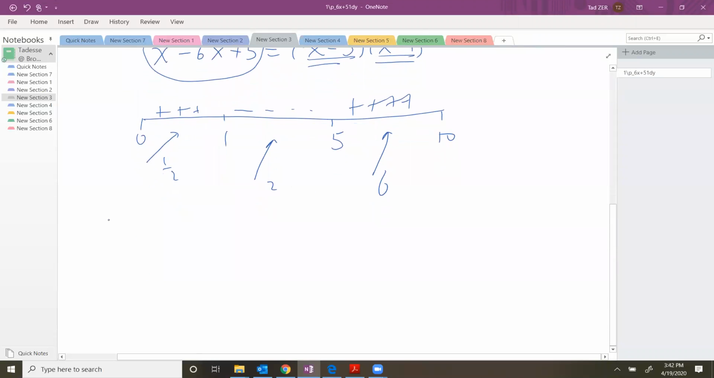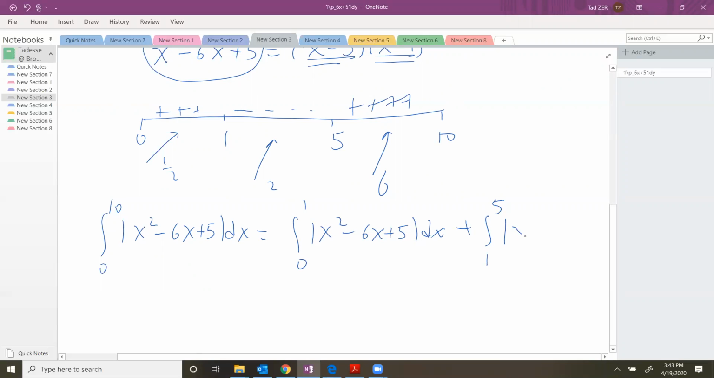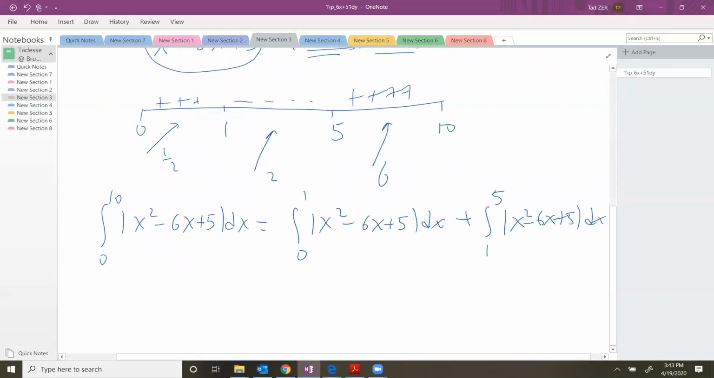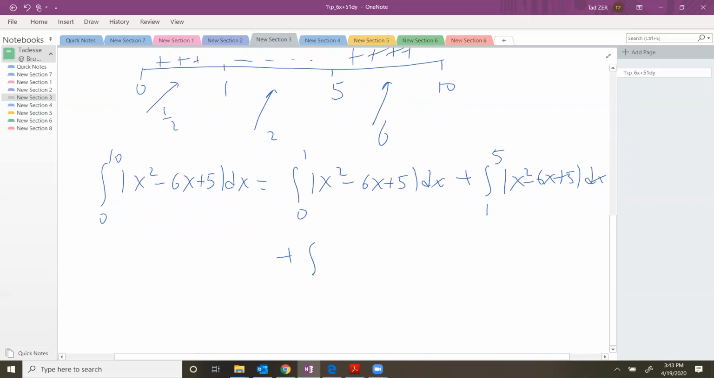So what that means is the integral from 0 to 10 of the absolute value of x squared minus 6x plus 5 dx can be written as the integral from 0 to 1 of the absolute value of x squared minus 6x plus 5 dx, using the additive property, plus the integral from 1 to 5 of the absolute value of x squared minus 6x plus 5 dx, plus the integral from 5 to 10 of the absolute value of x squared minus 6x plus 5 dx. I'm just using the additive property.